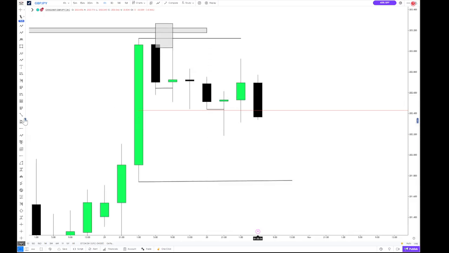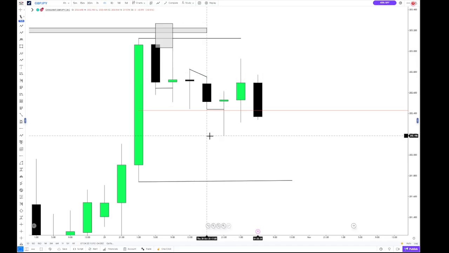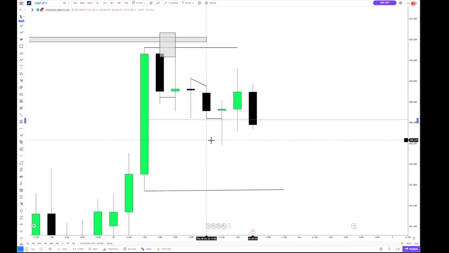So what happened here? We are supposed to be having a buy, targeting this high. And you can also target these highs here as buy side liquidity, right?